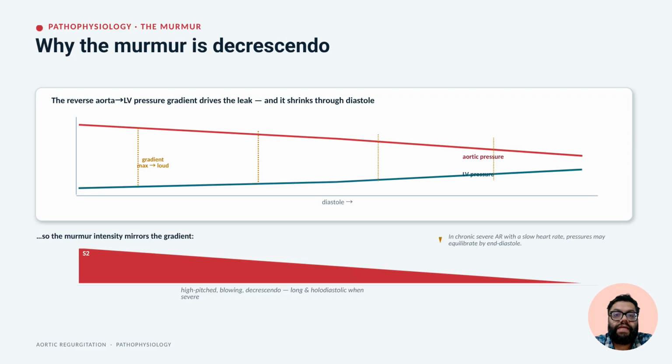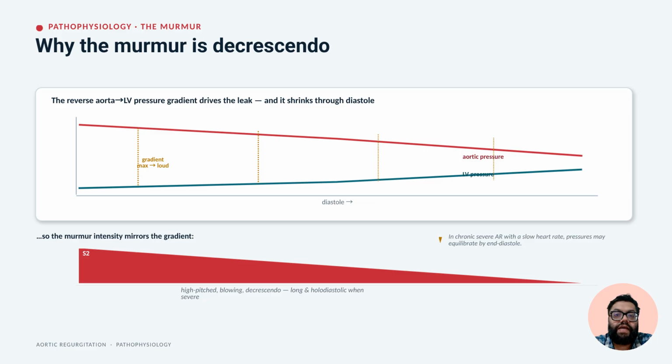Let us close the mechanism section by tying hemodynamics straight to the stethoscope, because this is where understanding pays off in the exam. The engine of the leak is the reverse pressure gradient between the aorta and the left ventricle in diastole. Blood flows backward only because aortic pressure exceeds ventricular pressure. Now watch the two curves. At the very start of diastole, the gap between them is widest.